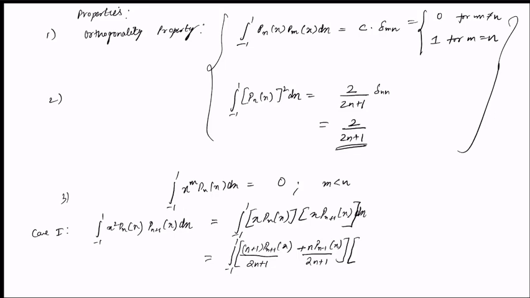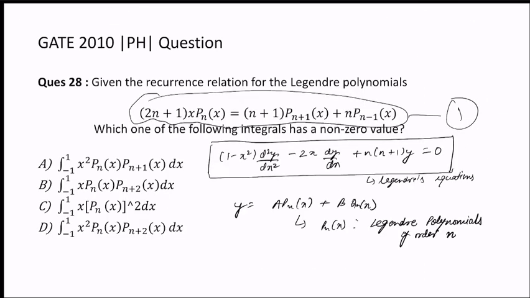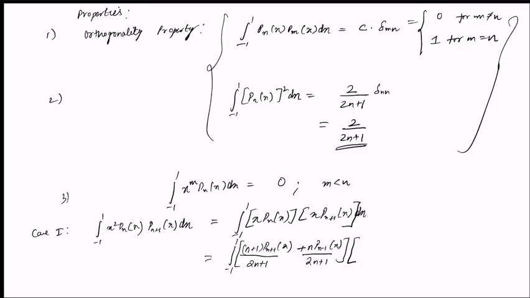Similarly, the quantity in the second square bracket can also be written as follows: here your n will be replaced by n plus 1, so it will become (n plus 2) P_(n plus 2)(x), and in place of 2n you write 2(n plus 1), so it will become 2n plus 3.